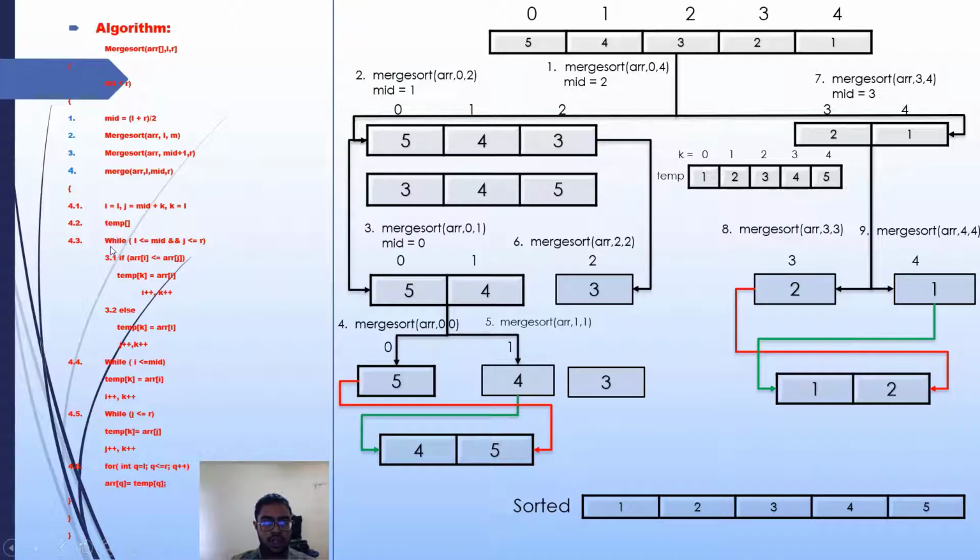So here it will check the while statement: if i is less than or equal to mid and j is less than or equal to right. Here i is 0 and it is less than or equal to mid, so mid is 0, so it is true. And then j is 1, which is less than or equal to 1, so it is true. So here it is true, then it will come to the if statement.